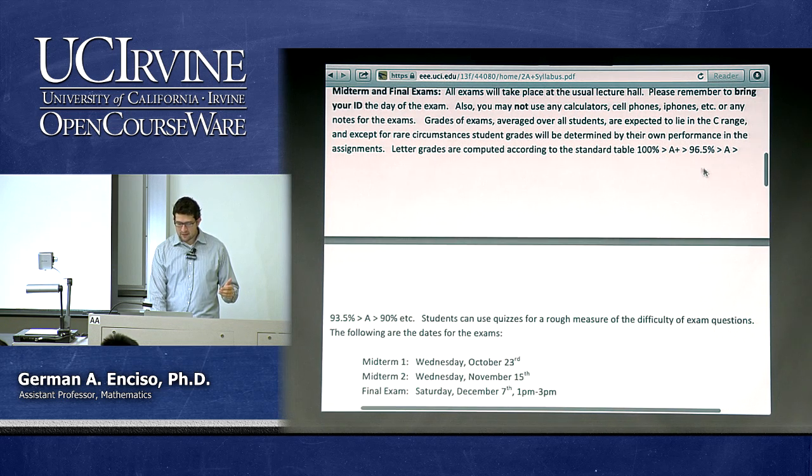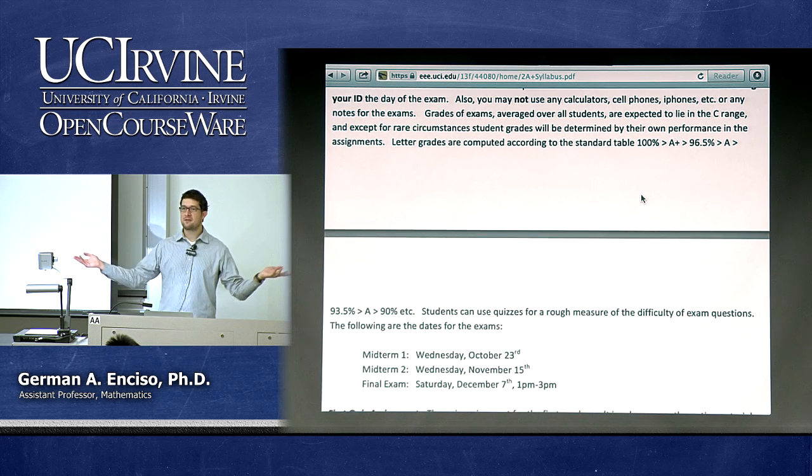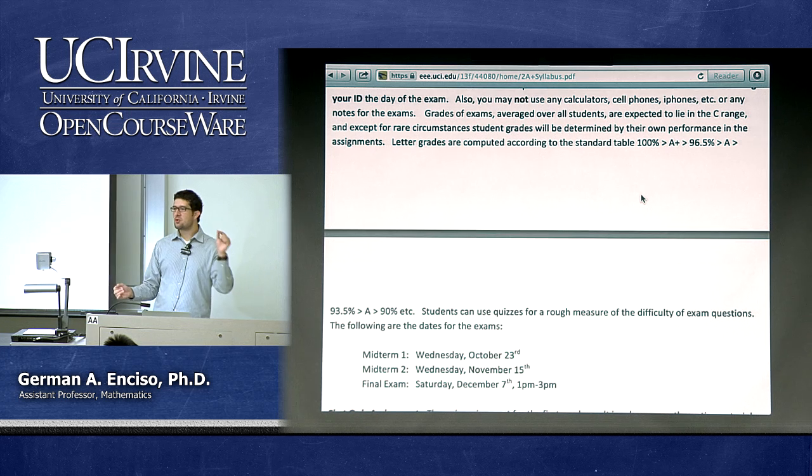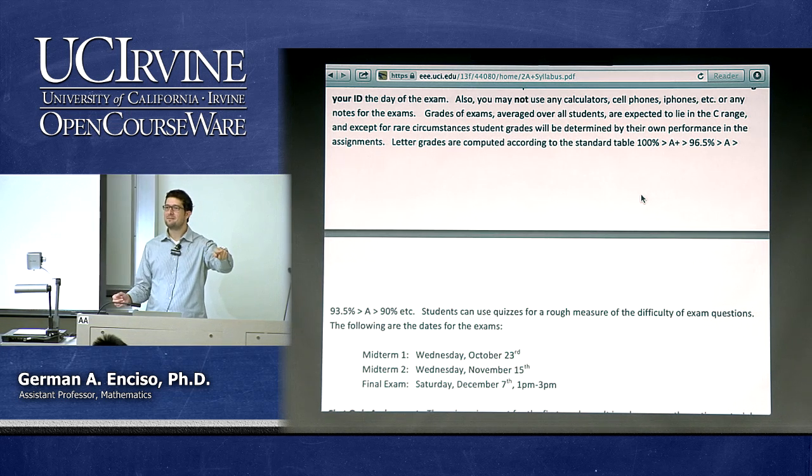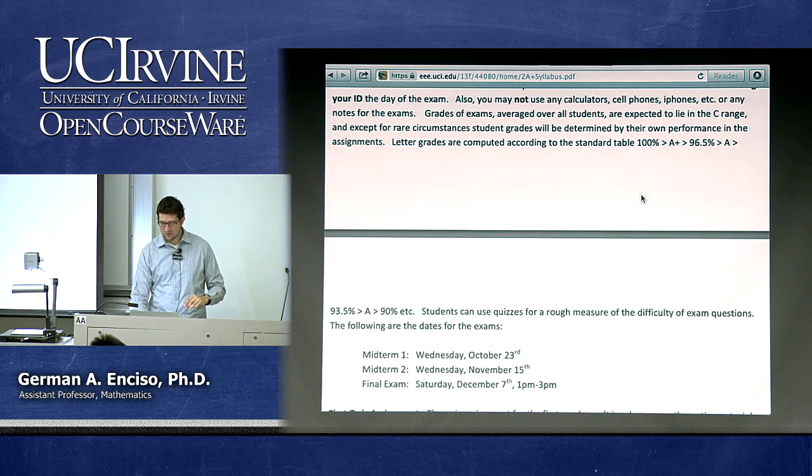We're going to have the standard way to determine the grades, which you can see here, a table. It's a function, right? It's a function that assigns a letter to every grade, either A, B, C, and so forth.